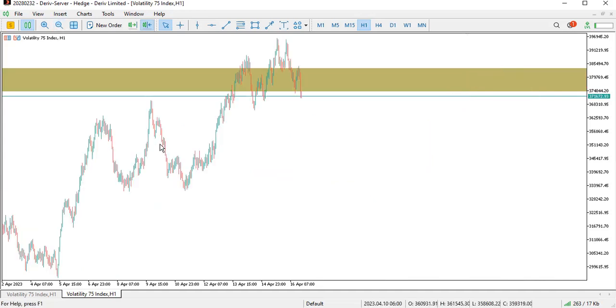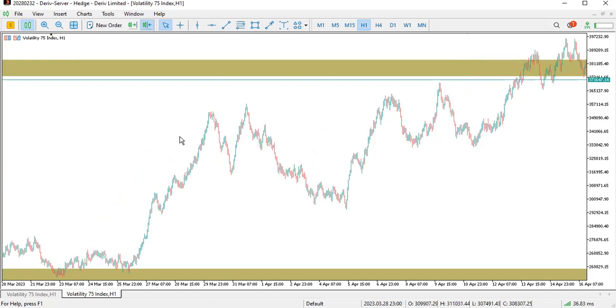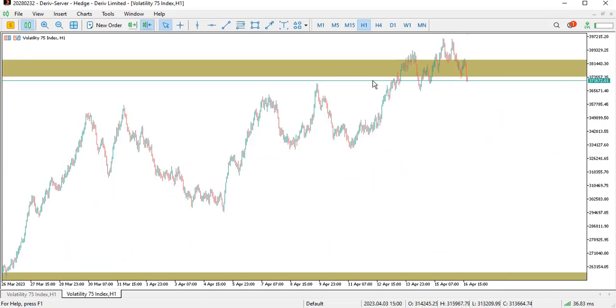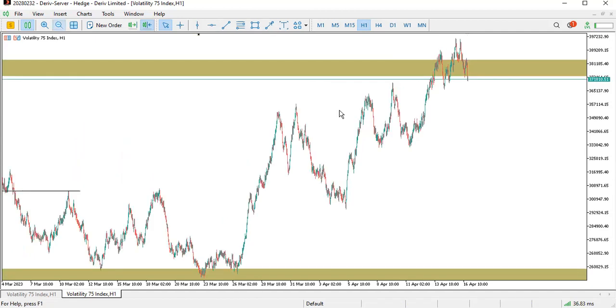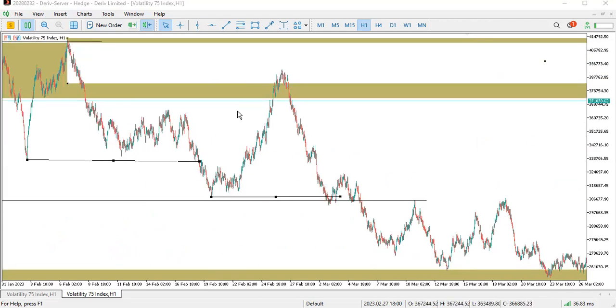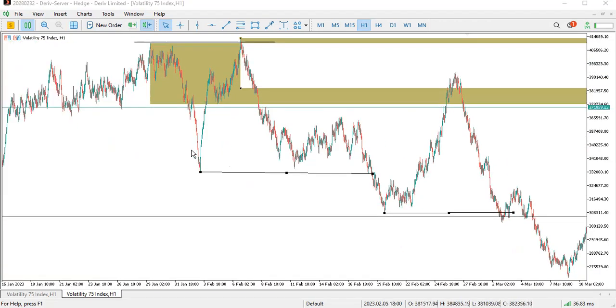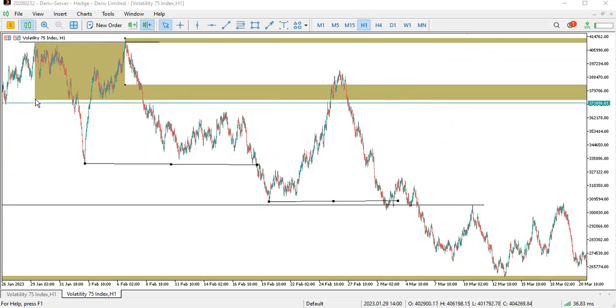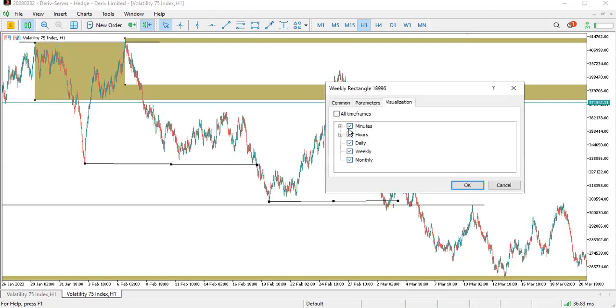Right, are we on H1? Of course, we are on H1. All right, so now these markups were already there. I thought I deleted everything. Oh, okay, it's cool. And then this is for which time frame? On which time frame did you draw this? Or on weekly? All right, this should be for weekly only.